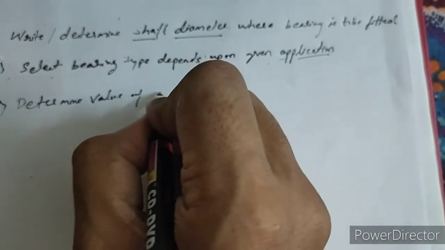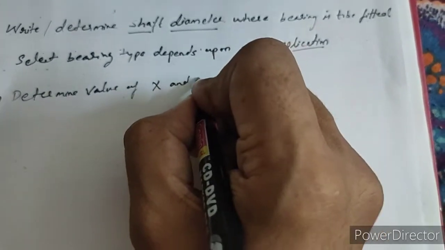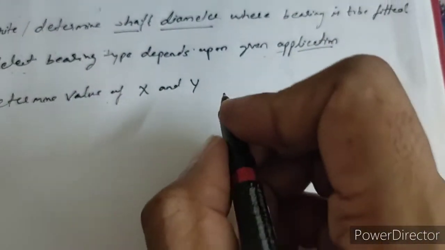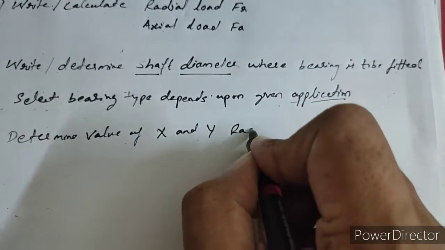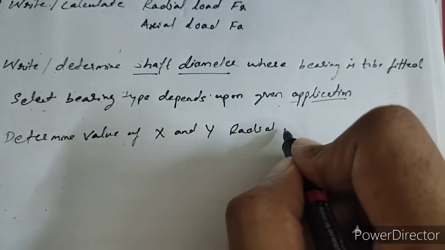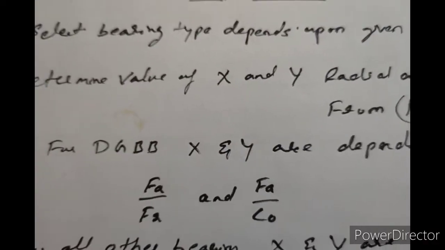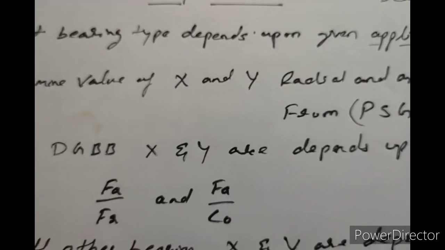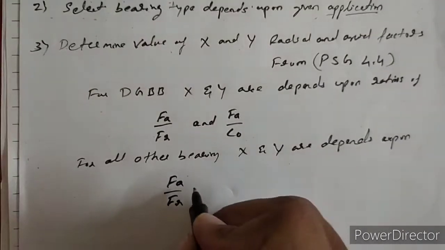Here X is the radial factor and Y is the axial factor, which is given in PSG 4.4. So X and Y for DGBB depend on the ratios of Fa by Fr and Fa by C0. For all other bearings, it depends on Fa by Fr only.